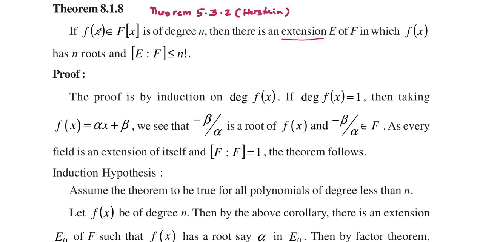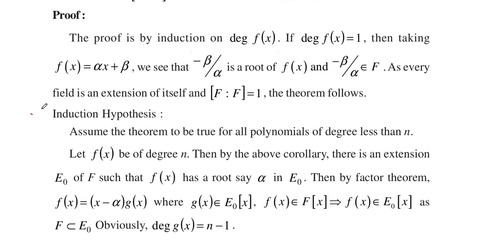See, we need the degree of E over F to be less than or equal to n factorial. Here n is 1, and in the place of E you have F, so the degree is equal to 1, and n factorial is also 1. Now, this is the base case.